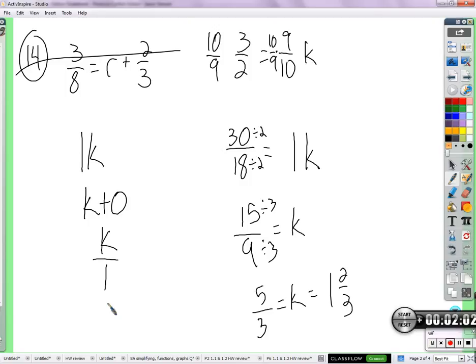Colby? Can we do number 42? I'll look up 42, and then I will continue.